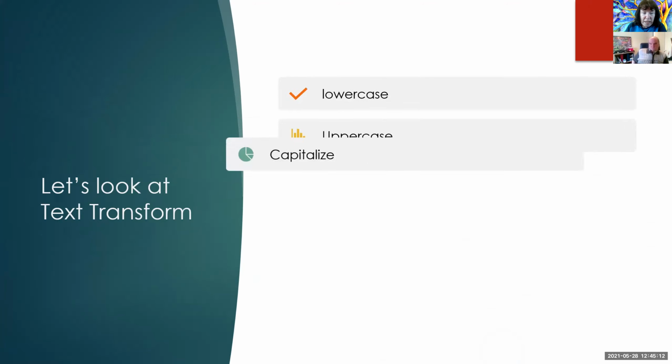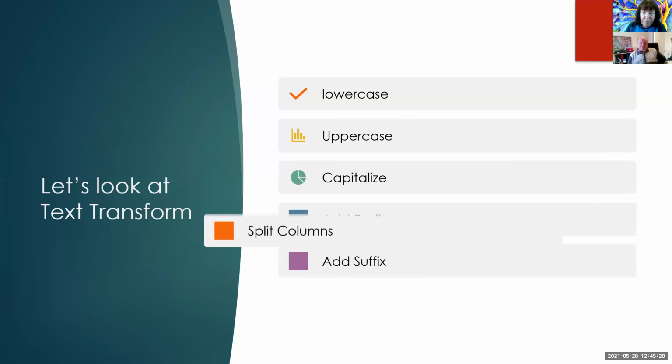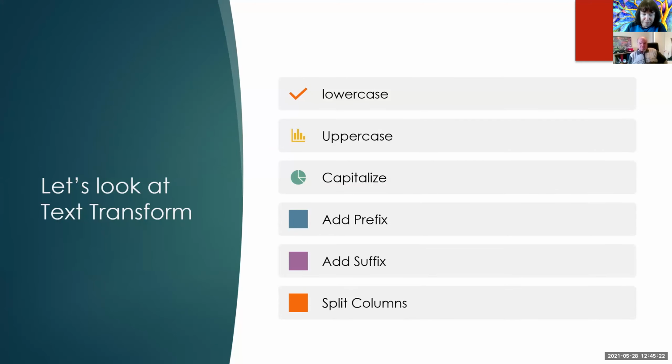So let us have a look. Let's look at the first thing, which is going to be text transform. I'm going to cover two segments in this. One of them is where you tidy up text, and the other is where you do a little bit of a cleanup on an accounts file. So we're going to take a file, change it to lowercase, change it to uppercase, capitalize it automatically, add a prefix, add a suffix, so something at the beginning, something at the end. And we're also going to split columns.